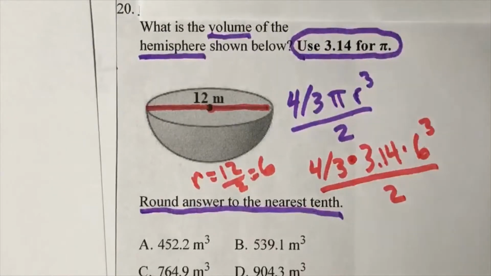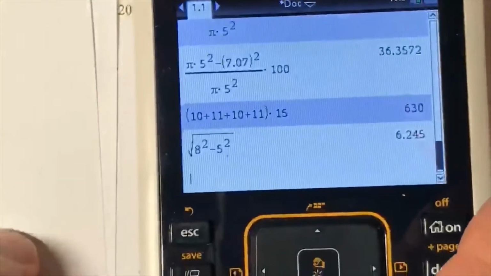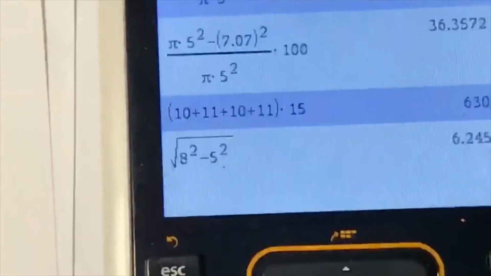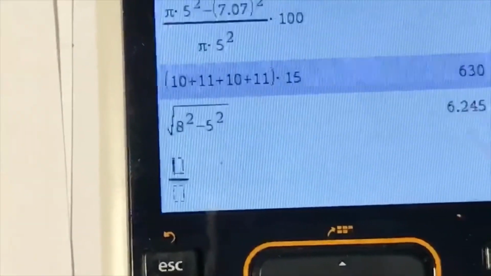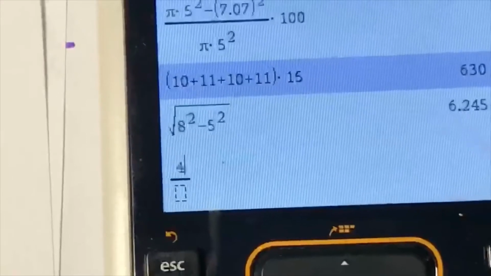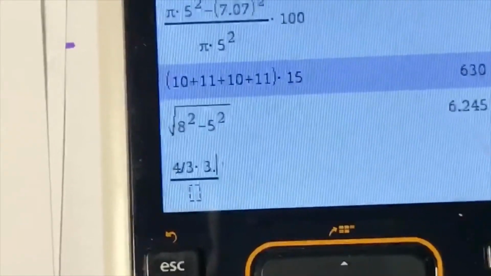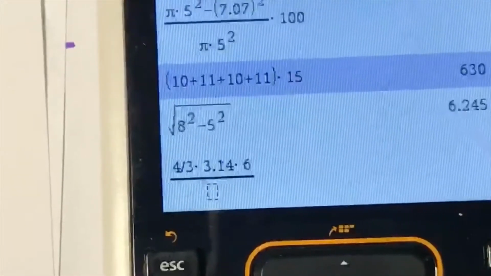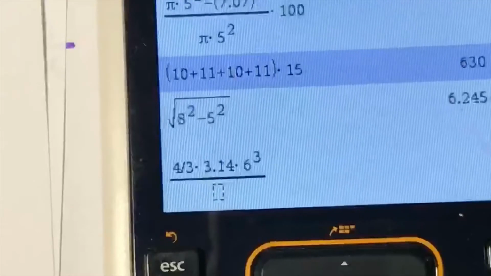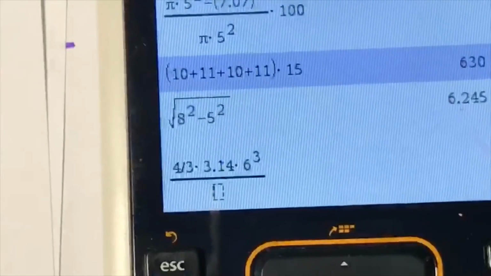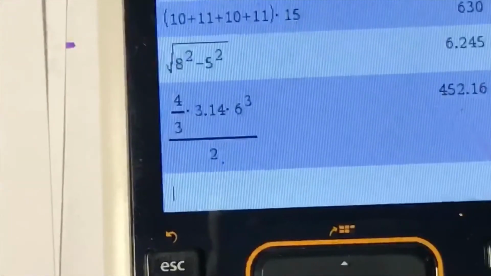At this point right here, you would go to your calculator and you would do control divide. Okay, so control divide. Be doing this with me here. Get your calculator, press control divide, and we can do 4 divided by 3 times 3.14 times 6, and then we want to raise that to the power of 3. Alright, now we want to come down here to the bottom, press 2. That's it, guys. That's all there is.